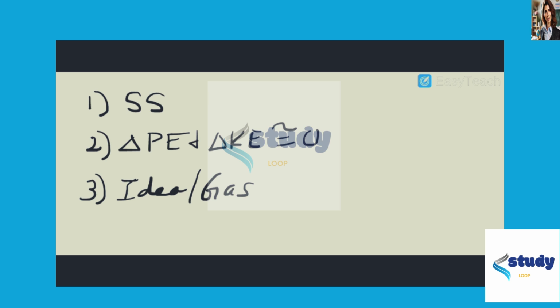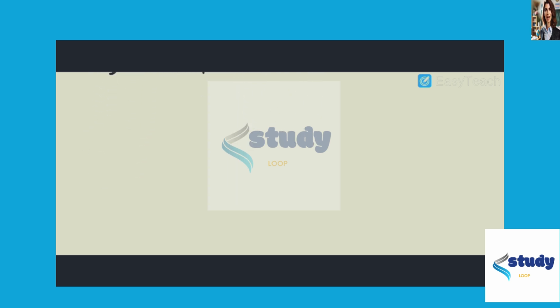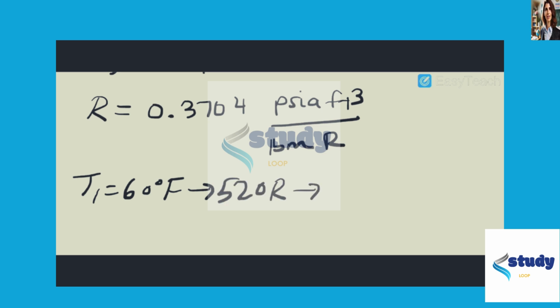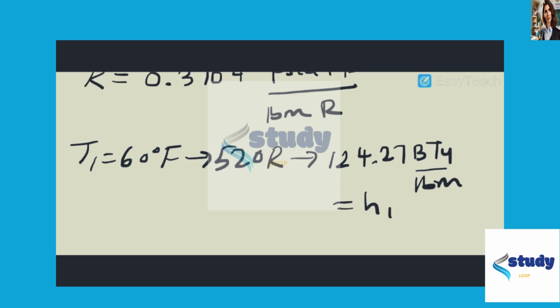So the first step that we're going to do is go ahead and identify our gas constant. We know that we're dealing with air, and these are in English units, so our gas constant R for air is going to be equal to 0.3704 psia cubic feet over pound mass Rankine. And by using the inlet temperature, which we know to be equal to 60 degrees F, this translates into a Rankine temperature of 520 R, and this gives us an inlet enthalpy equal to 124.27 BTU per pound mass, and this will be equal to H1.